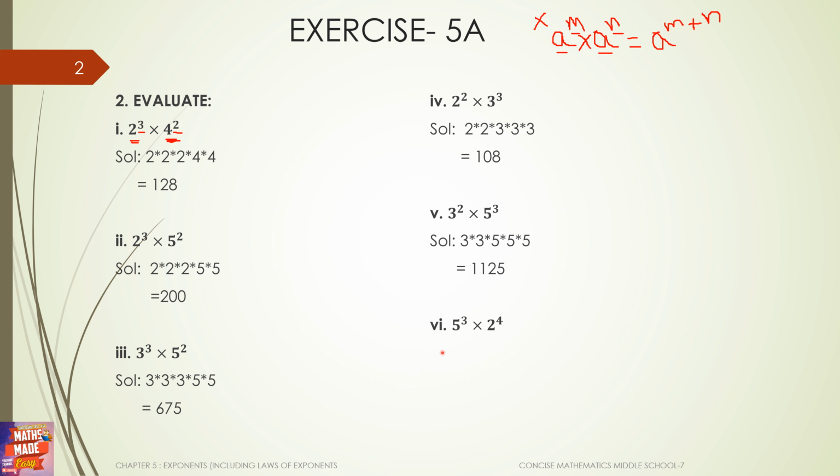Here is our sixth question. 5 to the power of 3 into 2 to the power of 4. That means 5 should be written 3 times and 2 should be written 4 times. Here also you cannot apply this formula since the bases are different. So when you multiply all this together, what you get is 2000. Is it clear, children? Let me explain you this one.